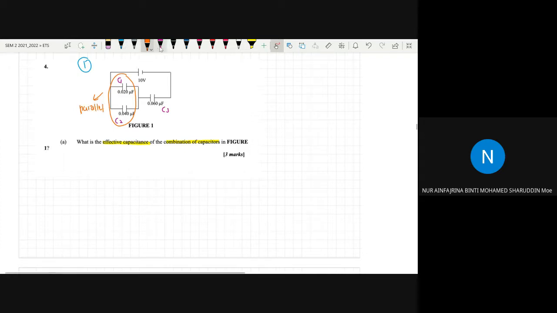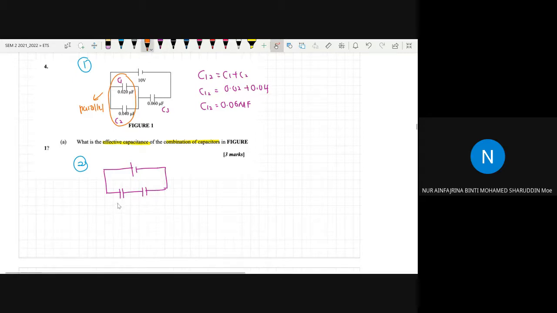Okay, so kita boleh cari dulu dia. Cari C12 adalah C1 tambah dengan C2. So C1 adalah 0.02 dan C2 adalah 0.04. So akan dapat 0.06 microfarad. Okay, dah settle itu, lukis pula nombor 2. So lukis tak payah cantik-cantik pun. Just a normal sketch so that you don't get confused. Dan pemeriksa pun akan tahu you punya capacitance tu yang mana.